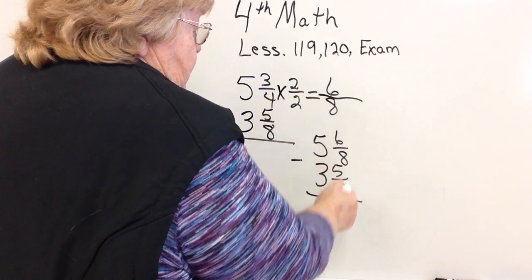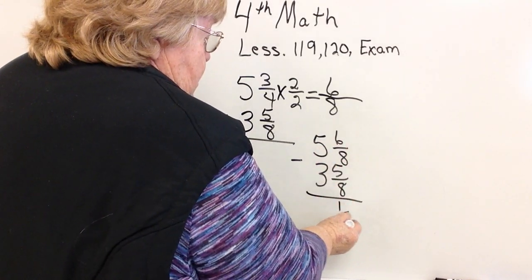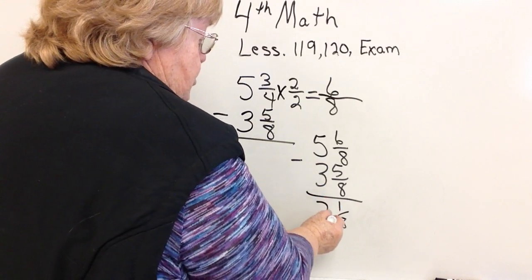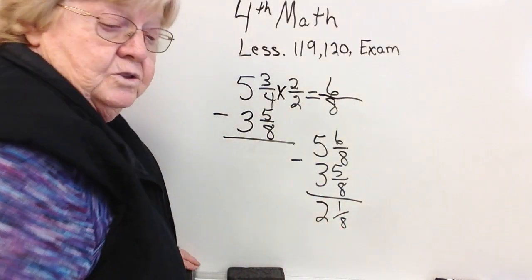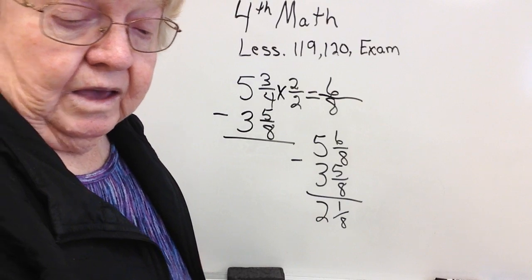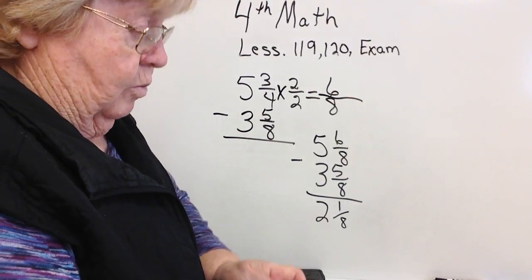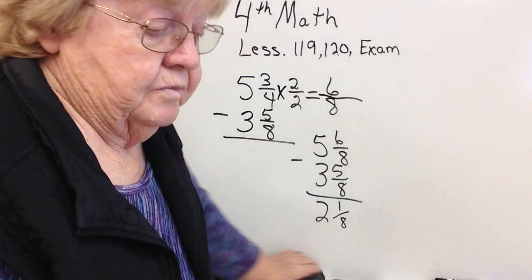Well, 6 minus 5 is 1. So I have 1/8 there, and 5 minus 3 is 2. My answer is 2 1/8. And that is lesson 120.